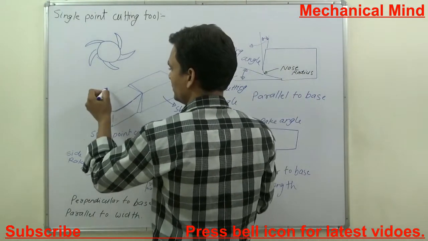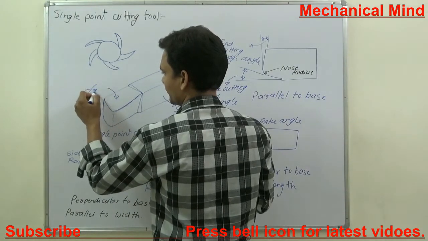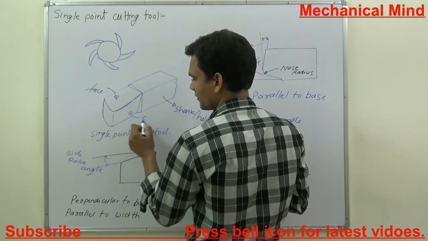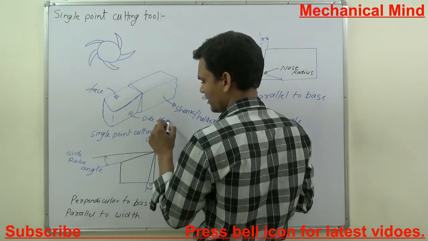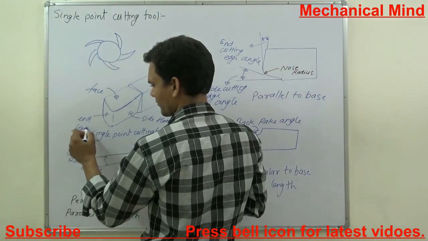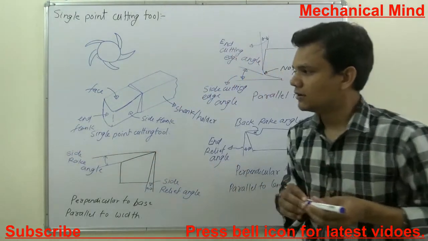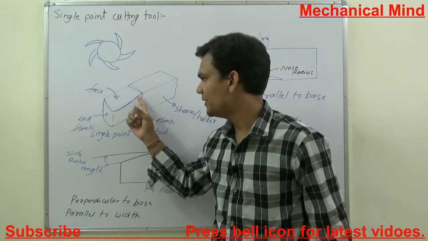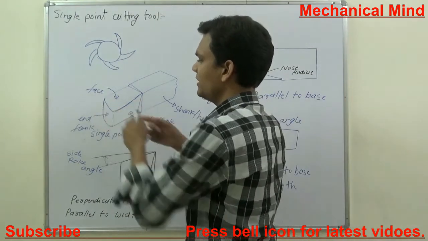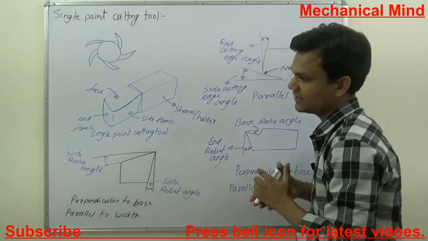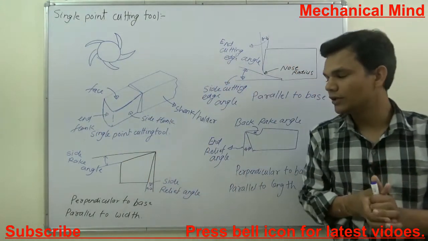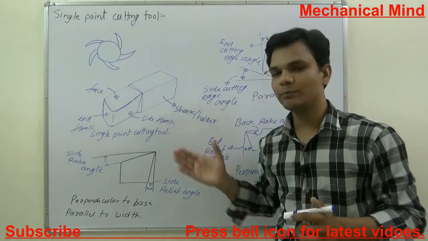The above portion of this tool is known as the face. These are flanks, also known as the side flank, and the second one is the end flank. This is the side cutting edge, and we mostly prefer this edge for the cutting purpose. This is the end cutting edge. The point where they meet is known as the nose radius. So this is some basic information for a single point cutting tool. You can see it in a clip, so you watch.